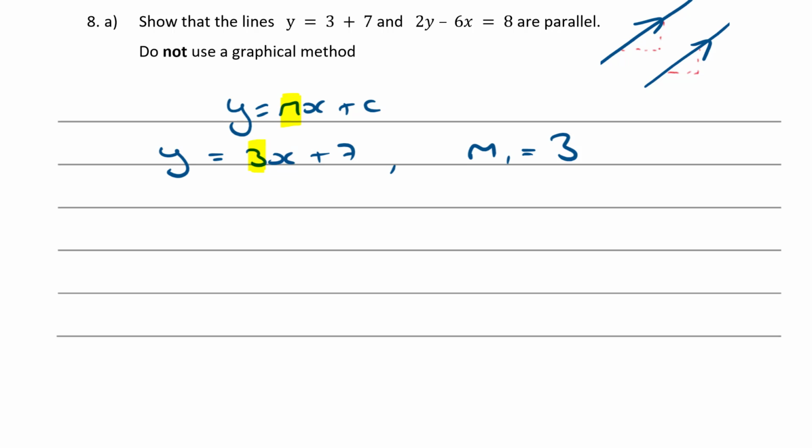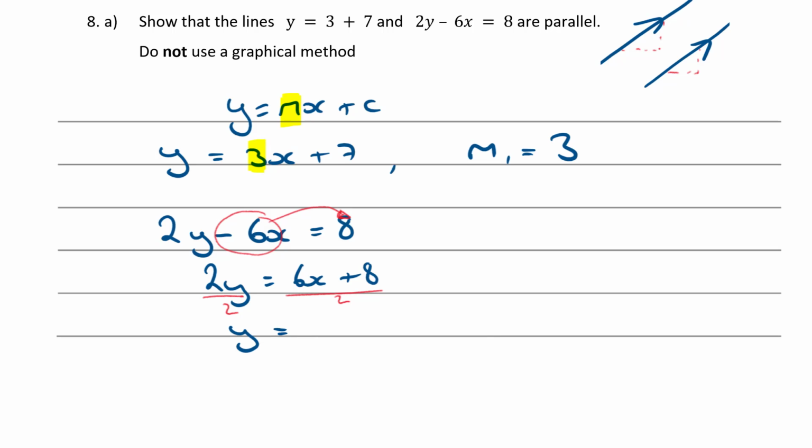Now the second equation I've been given is not in the form of y equals mx plus c. So we're going to have to rearrange it first. So starting with 2y minus 6x is equal to 8. Can I get it into the form y equals mx plus c? Yeah, I can. What I can do is just move that over the equal sign, or add 6x to both sides. So that's going to give me 2y is equal to 6x plus 8. Still not quite in the right form. I'm going to have to divide both sides by 2, so I can get y is equal to something.